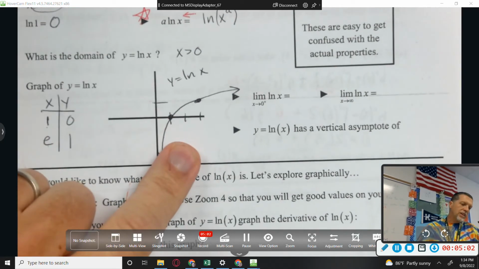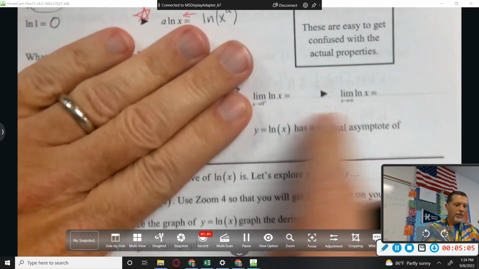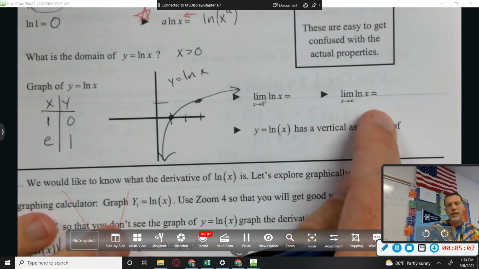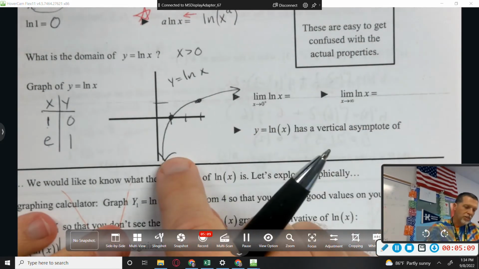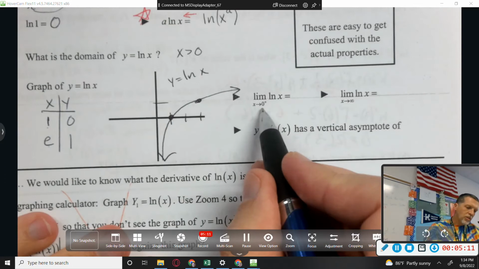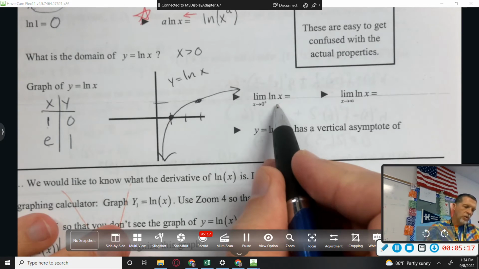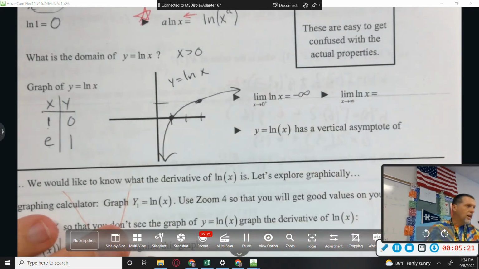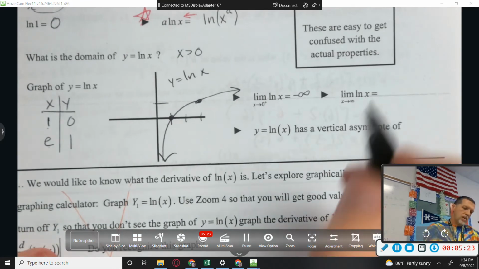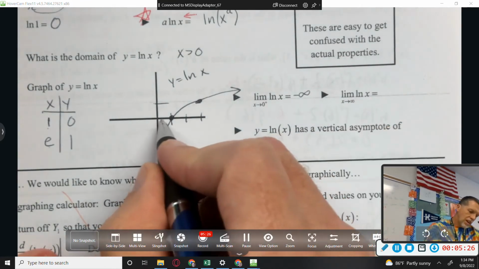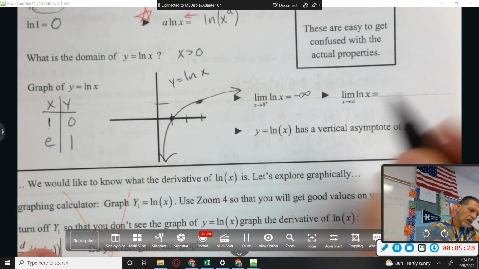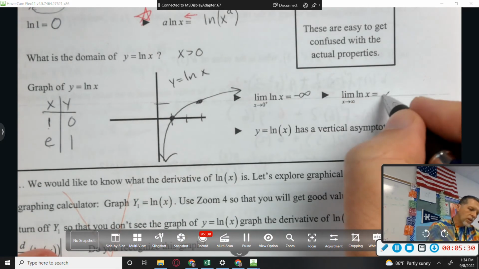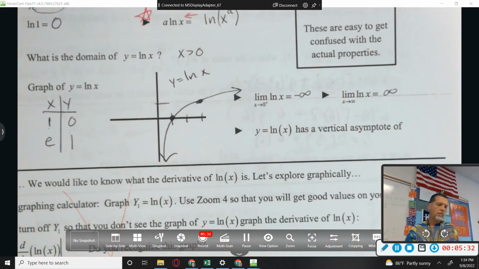Now, if you're looking at the graph, the limits are easy. Without the graph, the only way to do those limits for me is to look at the picture. As x approaches 0 from the right, what's the natural log of x doing? Headed to negative infinity. Yep. As x approaches infinity, as x goes out this way, natural log is always increasing, so it's headed to infinity.